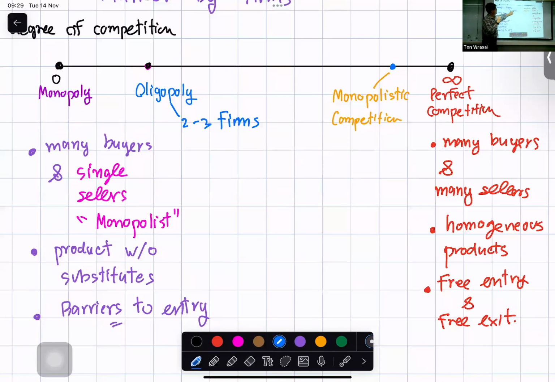Okay. Monopolistic competition, it's quite similar to perfect competition in two issues: many buyers, many sellers, and free entry, free exit. It has only one exception in this monopolistic competition: the product bought and sold. Here in monopolistic competition, products are differentiated. Think about competition between consumer products like products produced by Unilever and Procter & Gamble. Differentiated product.